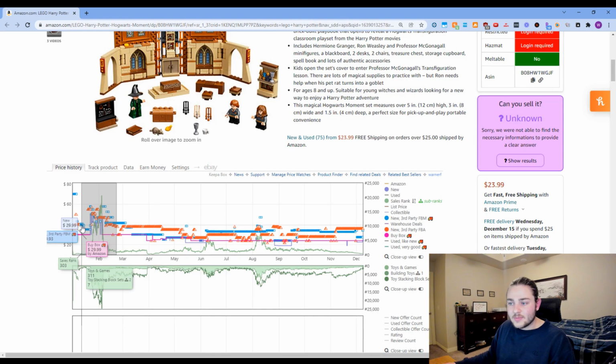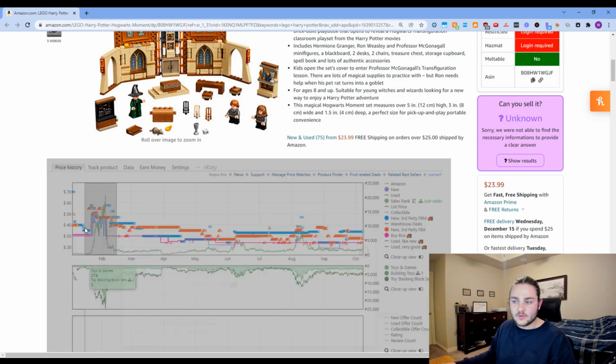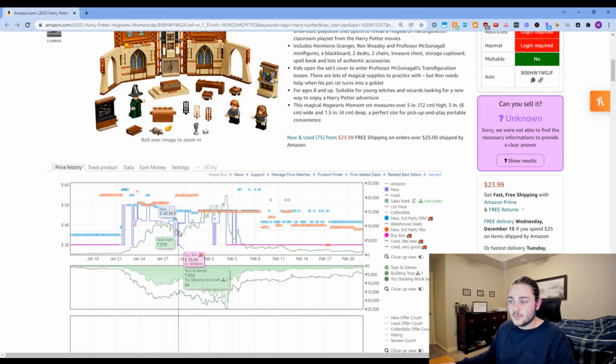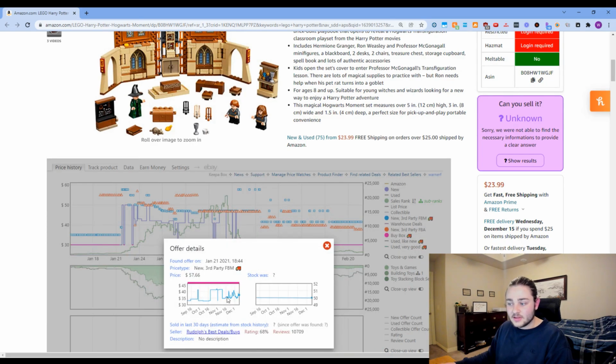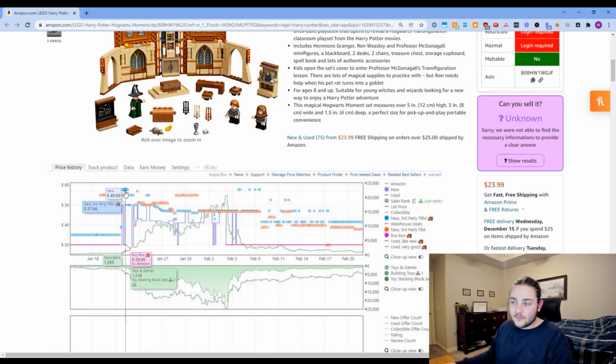But we can go ahead and zoom in back here. If you want to zoom in on a Keepa graph, you can click and hold and then release, and then it'll zoom in on a particular spot. So we can see who was selling at merchant fulfilled, who was selling at FBM. We can even click on this offer, see Rudolph's Best Deals and Buys was selling it on January 21st for a price of about $57.